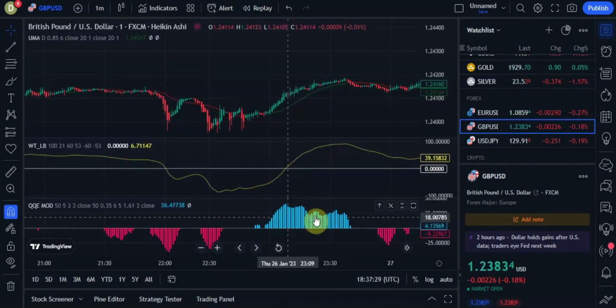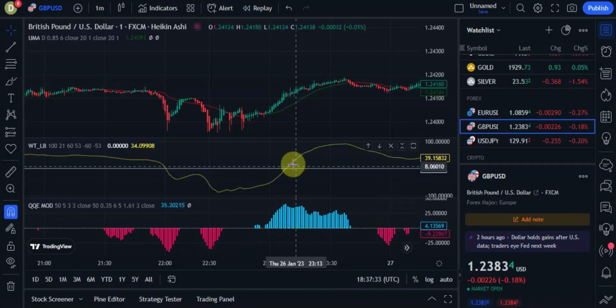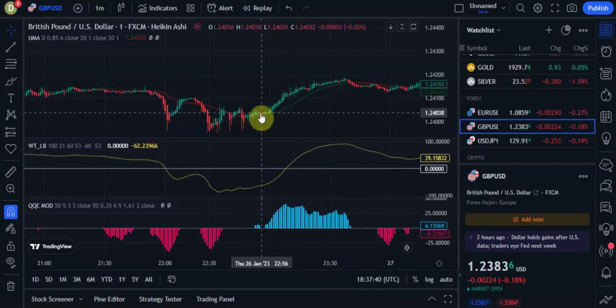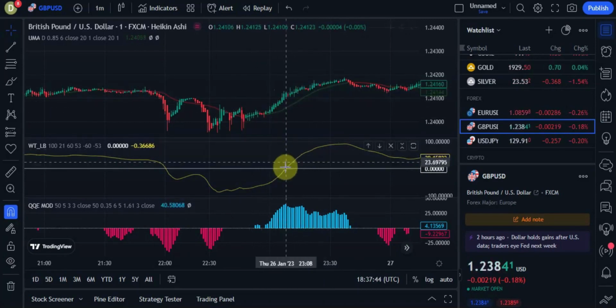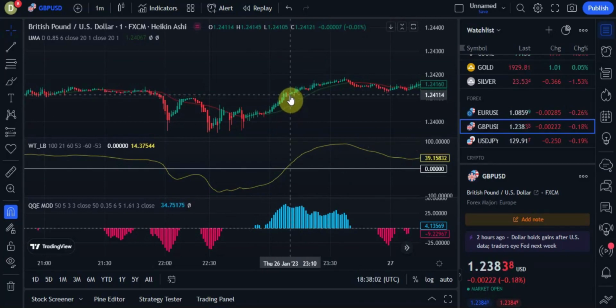And right here again, guys, the histogram is above the 0 line and blue for our QQE mod indicator. Our wave trend oscillator indicator is going above the 0 line, and we can see the market is also above the ultimate moving average line. So we know that right here would be another great buy signal, okay guys? So you can see this is a very accurate strategy, guys. So hopefully you can get some positive results from it, alright?